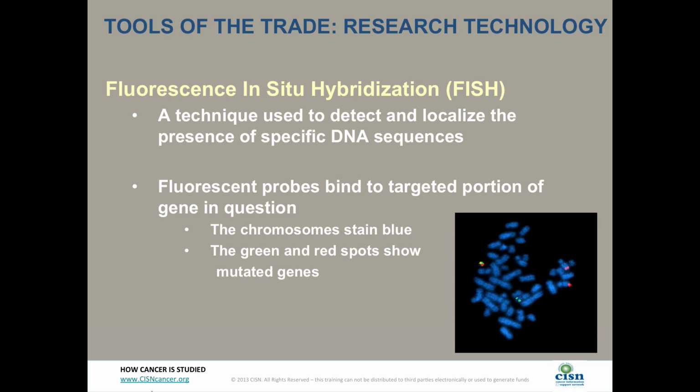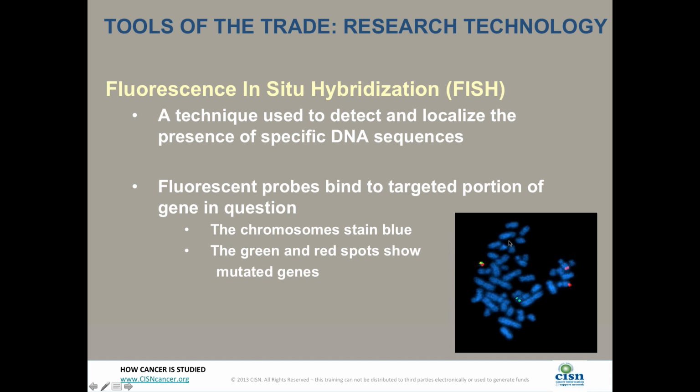Another term you may have used or heard is fluorescence in situ hybridization, or FISH. Again, it's a technique used to detect and localize the presence of specific DNA sequences. With immunohistochemistry, it's a fluorescent dye, and you're looking at protein. In FISH, you're looking at genes. So it's a little bit more specific. It's a little bit more on target.